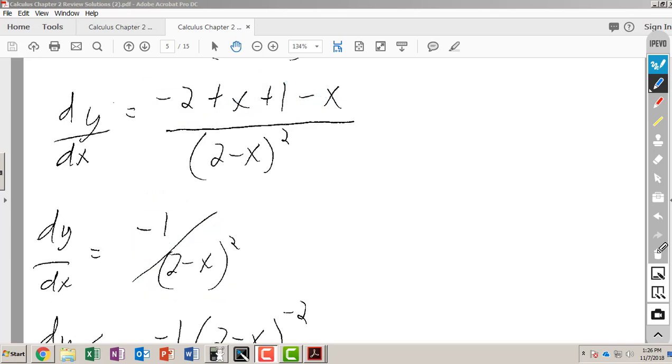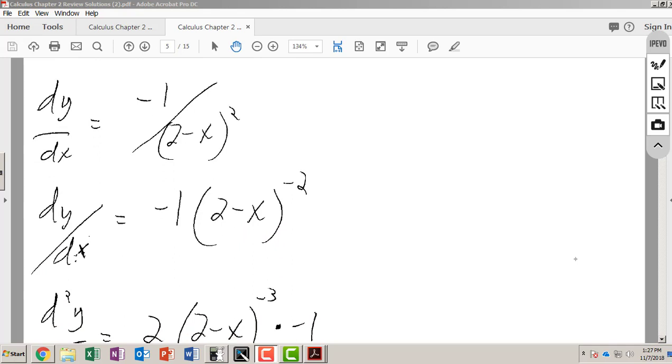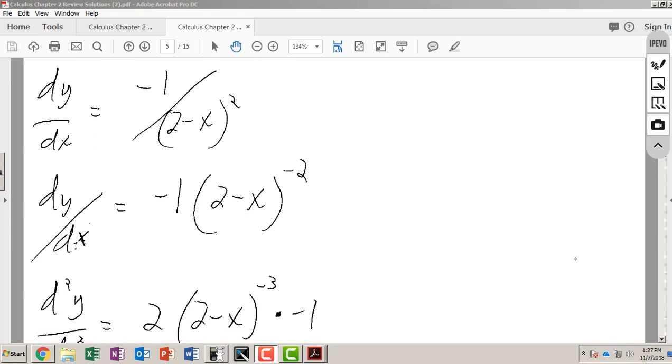So that is your first derivative. Your first derivative is -1 all over 2 minus x squared. Okay, now I'm going to go ahead and find the derivative of -1 all over 2 minus x squared. The first thing I notice is I don't have an equation divided by an equation. So since I don't have an equation divided by an equation, I don't have to use the quotient rule.